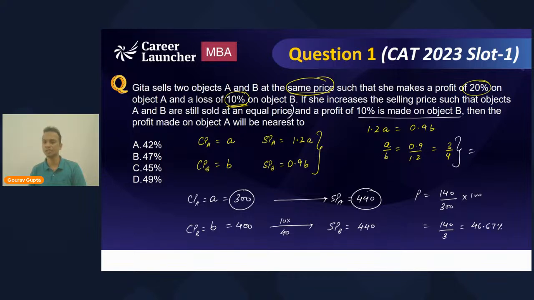46.67 percent, right? Now look at the options. Which of the options is closest to 46.67? That will be marked as the answer. The question itself says the answer is nearest to. Look at the last two words, nearest to. Okay, so 46.67, the safest option to mark will be 47 percent. Option B is the correct answer to this question, right?